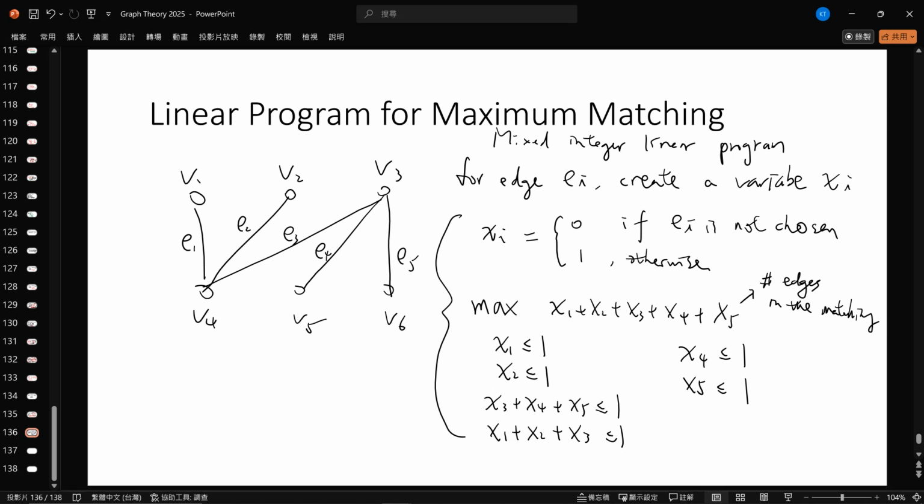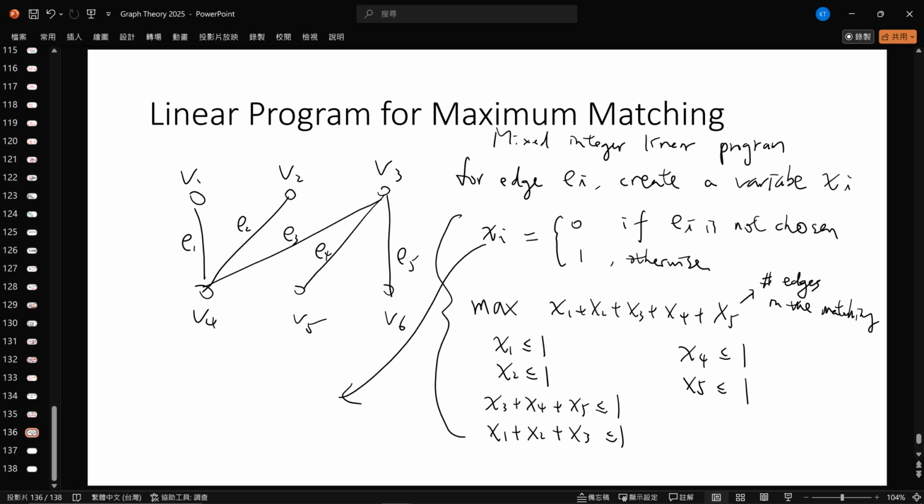Okay, so we're going to add this mixed integer because for some constraints, for some variables, it must be some integers like 0 or 1. But in general, if the problem is modeled as this mixed integer linear program, then in general this problem is NP-hard.